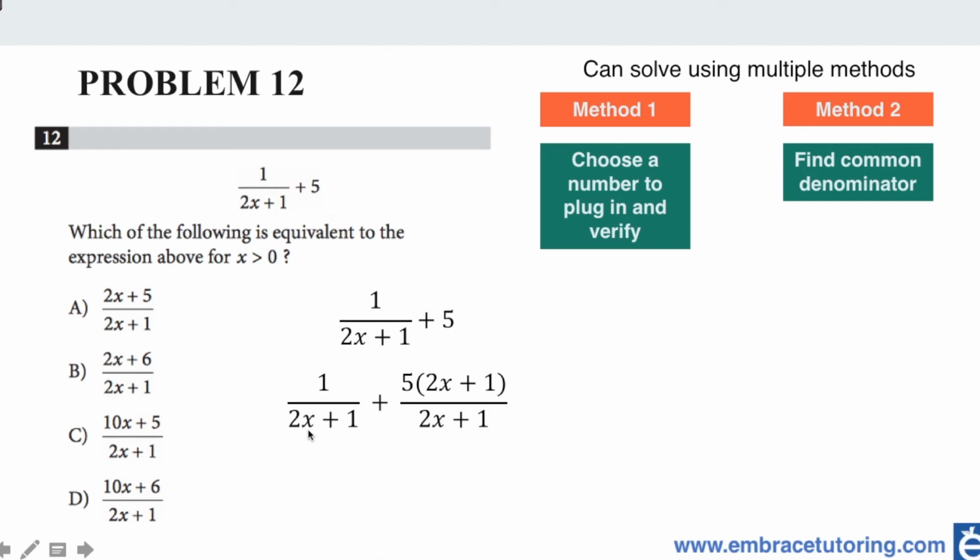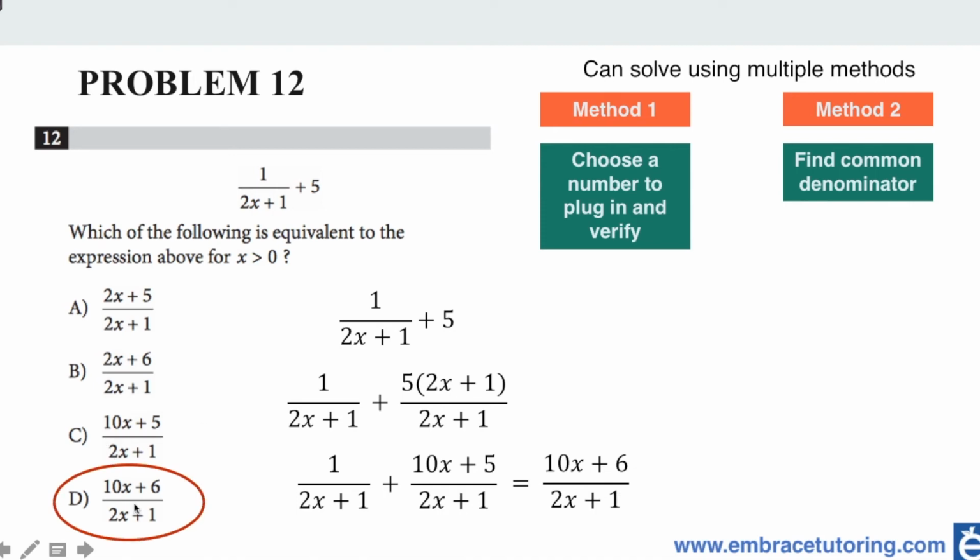So when I make my 5 here become a 2x plus 1 with my denominator, I also want to make sure to multiply the numerator by 2x plus 1. So here I have 1 over 2x plus 1 plus 5 times 2x plus 1 over 2x plus 1. When I distribute my 5, I end up getting 1 over 2x plus 1 plus 10x plus 5. Now I can combine these, and I get 10x plus 6. So my overall answer to this question is 10x plus 6 over 2x plus 1. So yes, D is going to be my best answer.